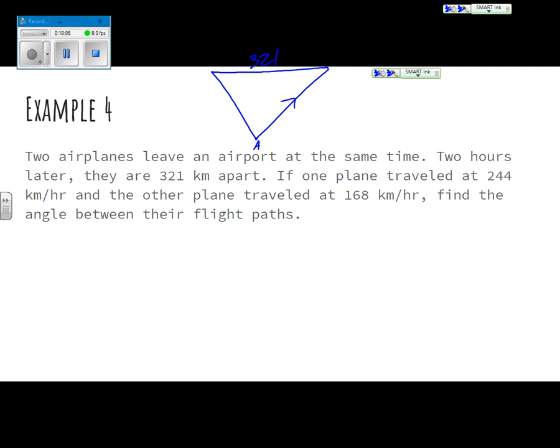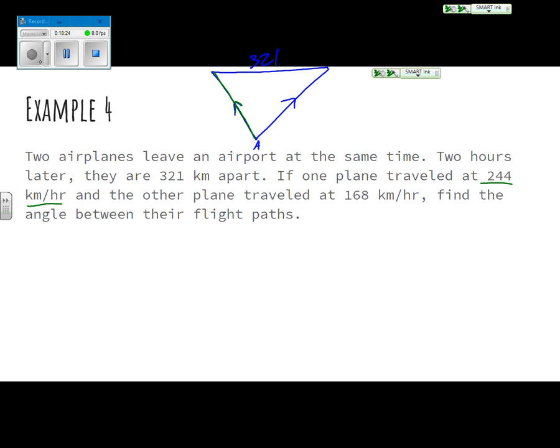So my airplanes are going this way, all right? I'm trying to make them look equal or parallel, but yeah, my airplanes are flying at that angle. Now, plane 1, I'm going to let this be plane 1 over here on the left side right here. It says it traveled at 244 kilometers per hour.